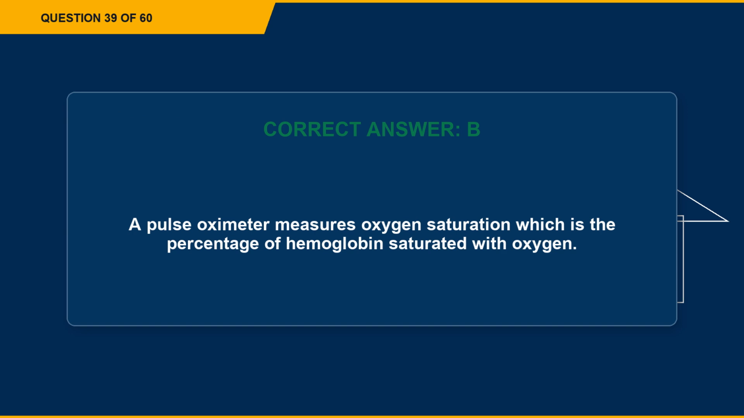A pulse oximeter measures oxygen saturation, which is the percentage of hemoglobin saturated with oxygen.